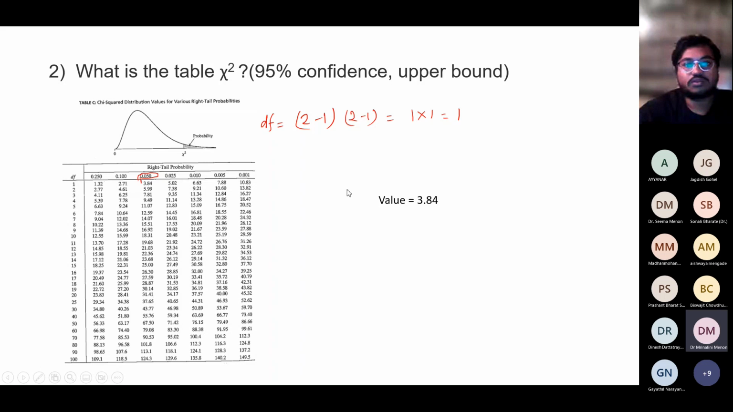Yeah, I think you should assume 95 confidence interval and upper bound. That's how they solved it for the previous year also. In the previous year's assignment, the question was like, what is the table chi-square value, but nothing was mentioned. So they took the 95% confidence interval and the upper bound. Okay, so that assumption has to be made. Yeah. That should hold.